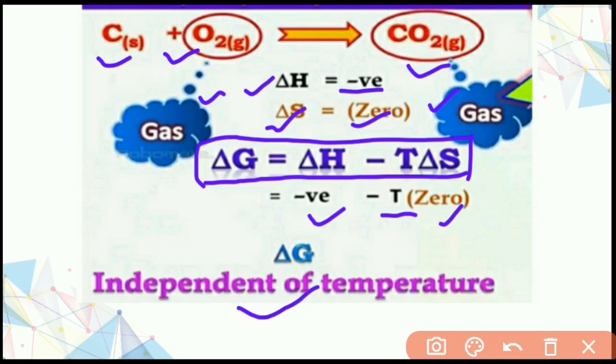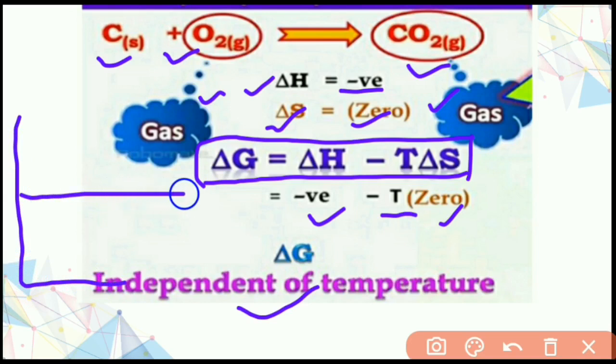So in this graph, for the formation of CO2, the line is equivalent to the temperature axis. So this graph is independent of the temperature.